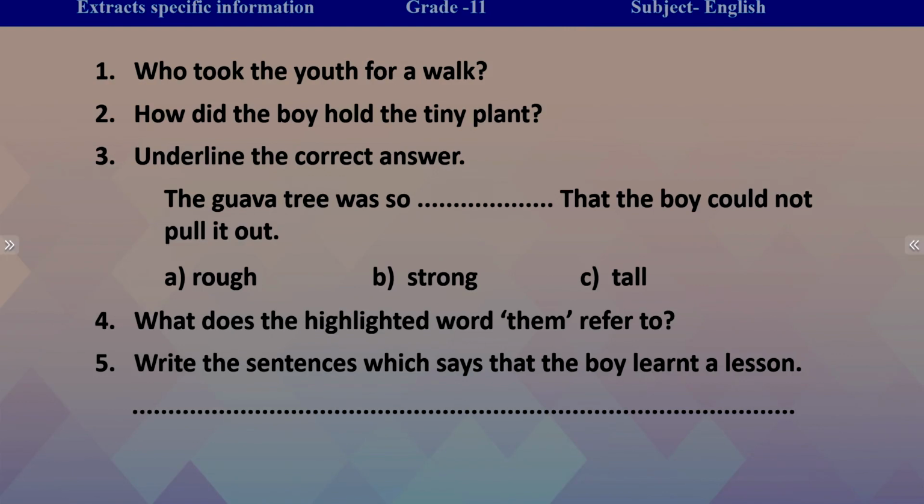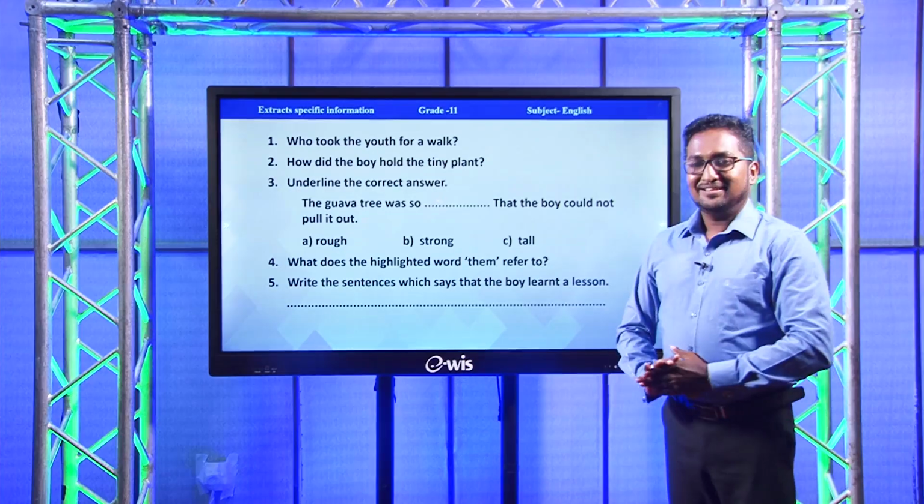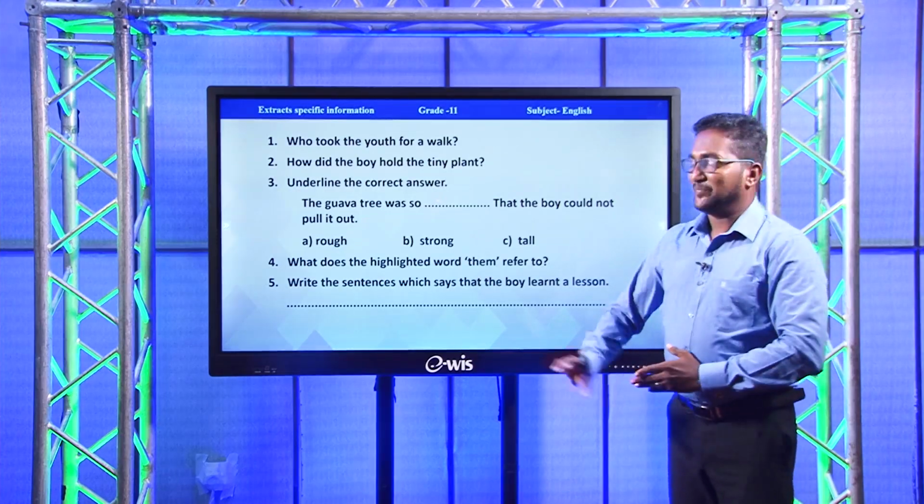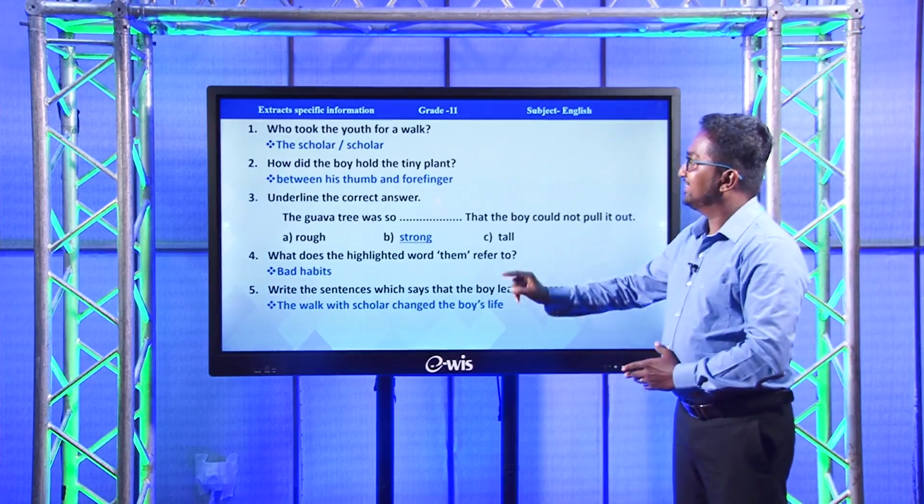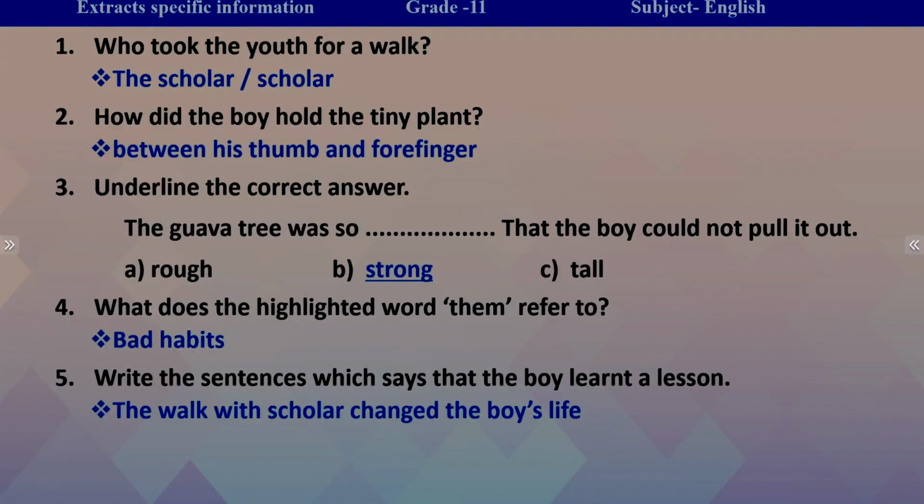Right. Are you ready, my dear children? I hope you all have done well. Shall we check the answers? Who took the youth for a walk? Yes, you are correct. The scholar. How did the boy hold the tiny plant? I told you that he held the tiny plant with what? Between his thumb and forefinger.